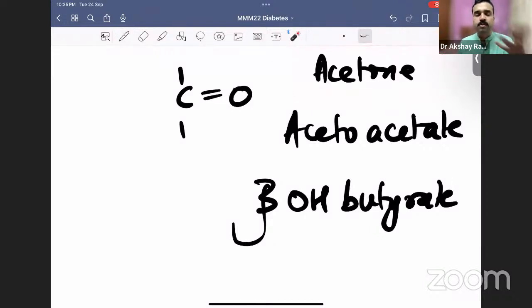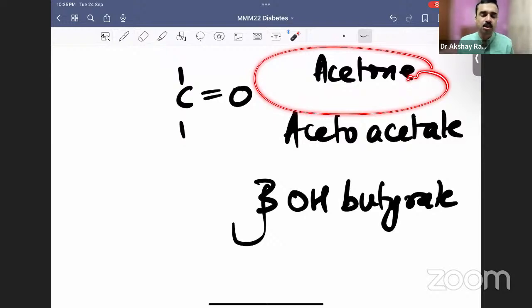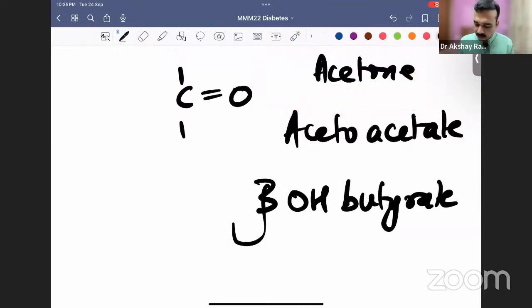It will just go out. If it's there in blood, next moment it will come out in the breath. So acetone is not acidic. So it's not going to contribute too much to the acidosis. Acetoacetate and beta hydroxybutyrate are acidic.